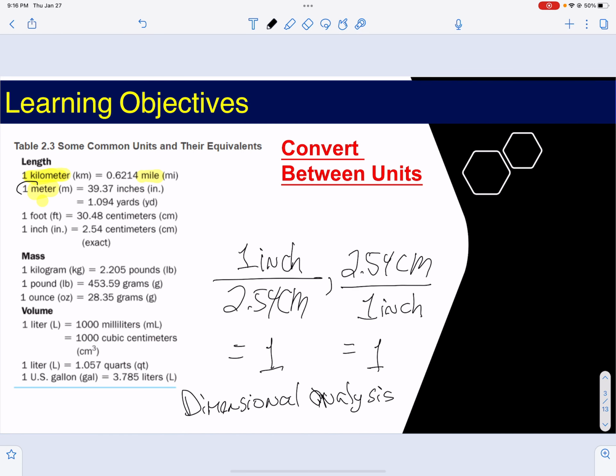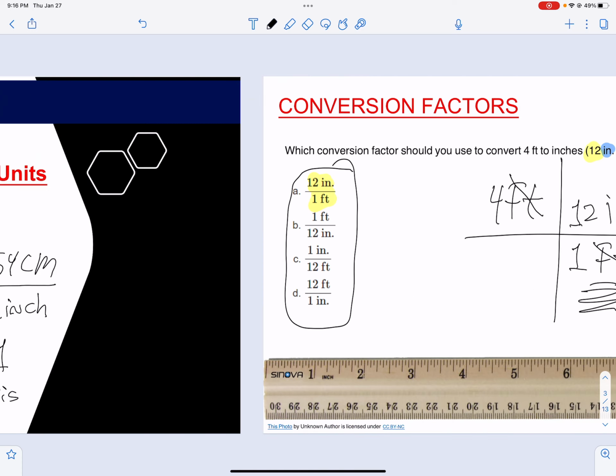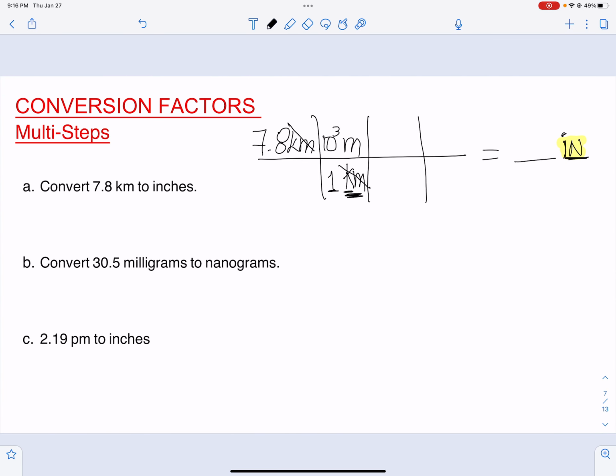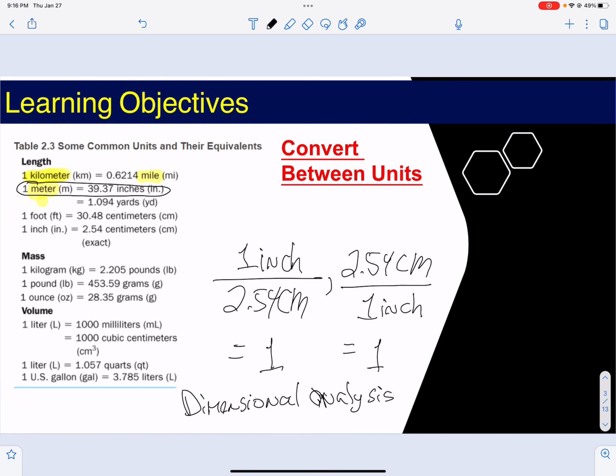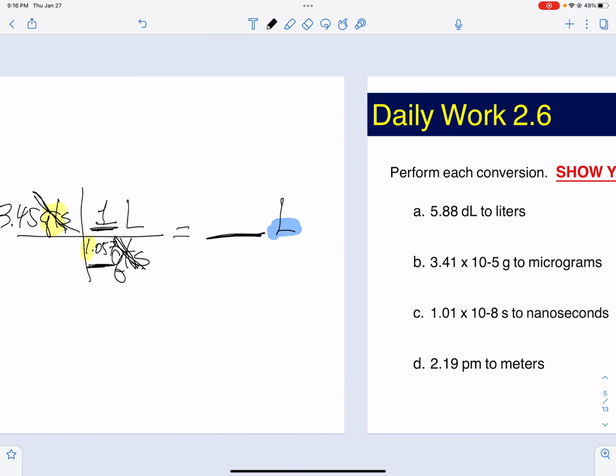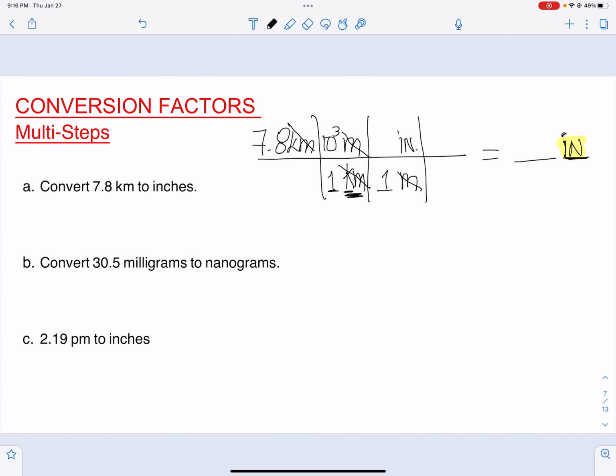And yes, we can, right there. So 1 meter equals 39.37 inches. I want inches. I don't want meters, so I'm going to put it at the bottom. And 1 meter equals, I already forgot, 39.37 inches. And that's it.